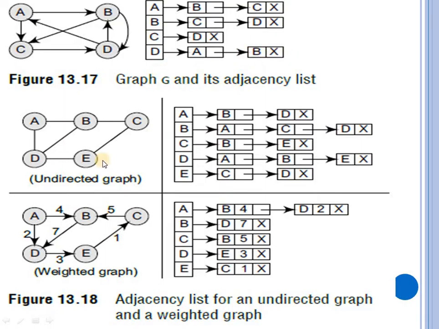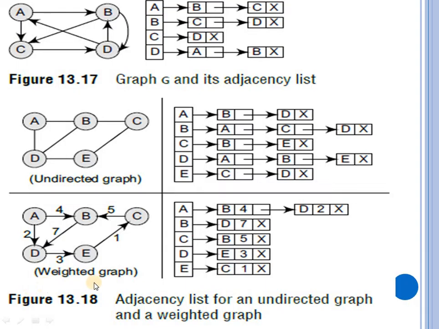So here null. Now consider this undirected graph. For undirected we have to consider both directions. For A we have B and D, so the A list has B and D nodes. Now consider B. We have A, C and D, so the B list has A node, C node and D node. Likewise we have to consider the other nodes. For D we have A, B and E. So we put A, B and E nodes. Okay, this is about the undirected graph adjacency list.